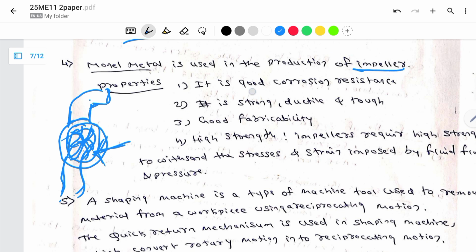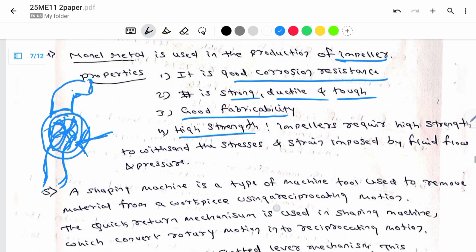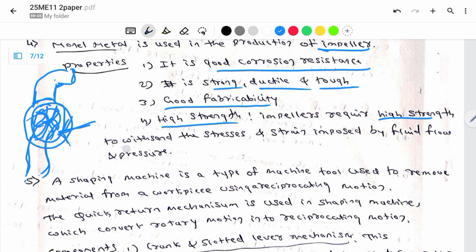And its properties are good corrosion resistance, strength, ductility and toughness, and good fabrication or machinability. High strength: the impeller requires a high strength to weight ratio, that's why it is used. One more thing here, as mentioned, is the corrosion resistance. Continuously these pumps are utilized for pumping water. So water may have different compositions. Generally, some saline water may be there, or some contaminated water.